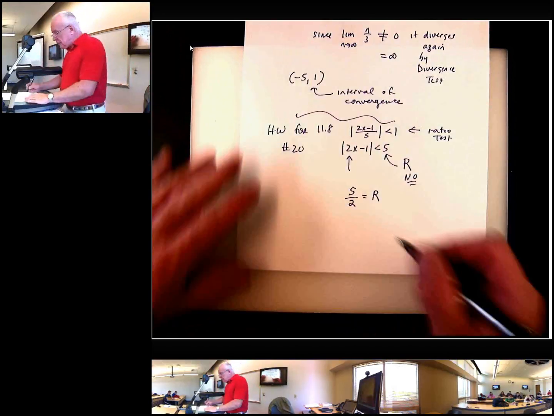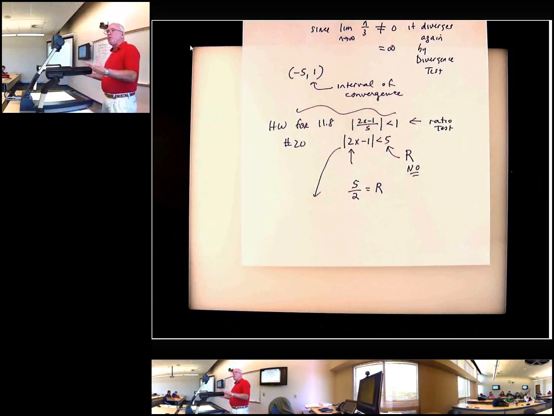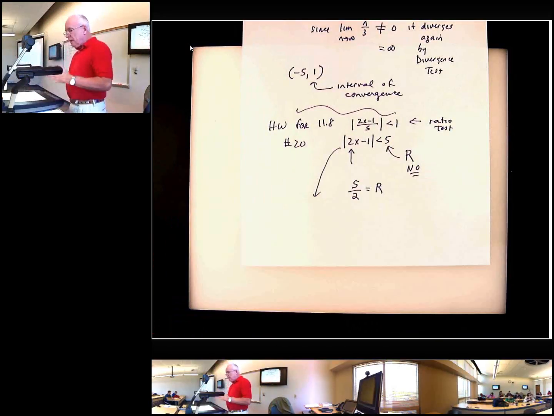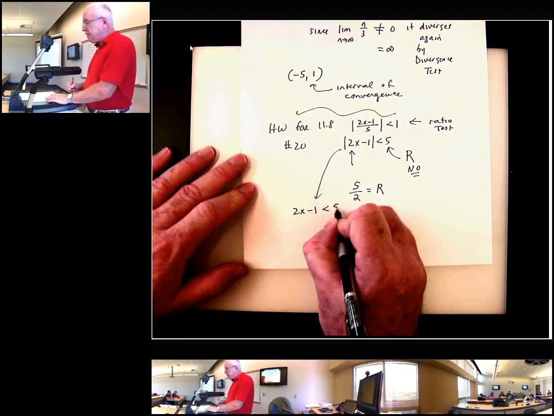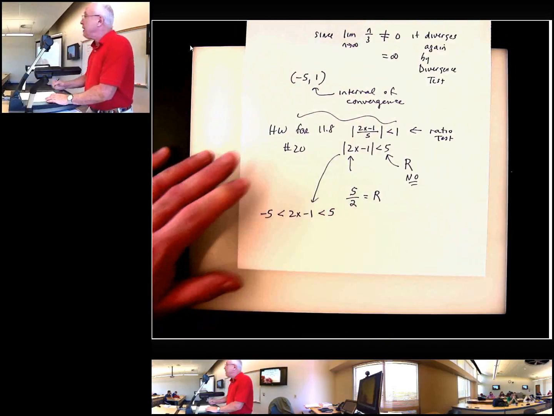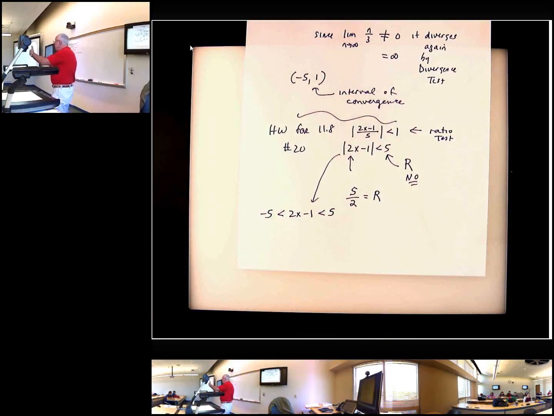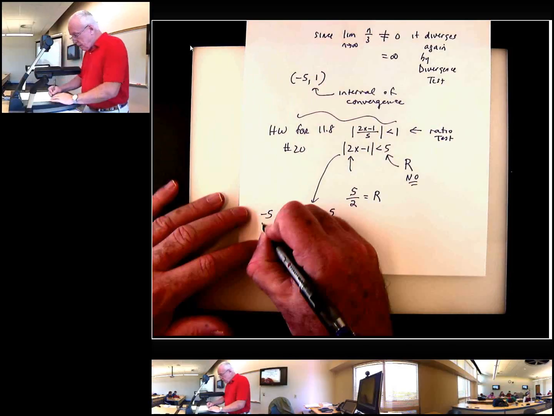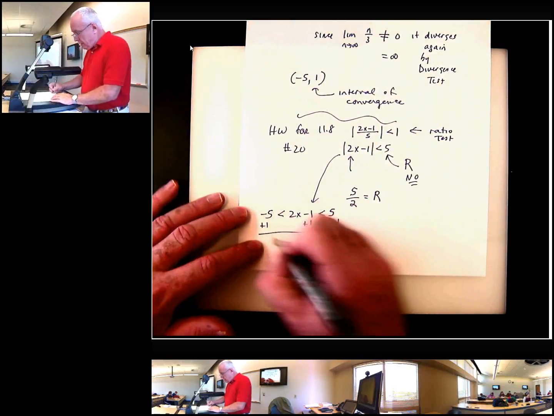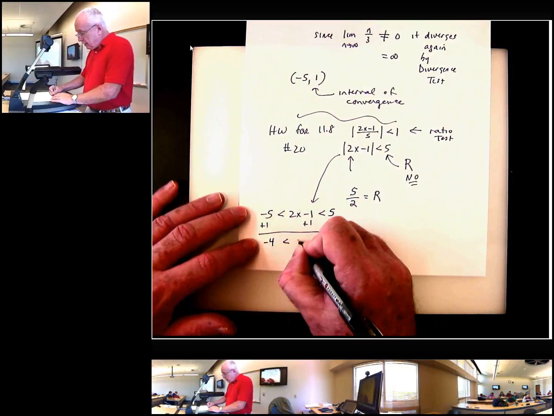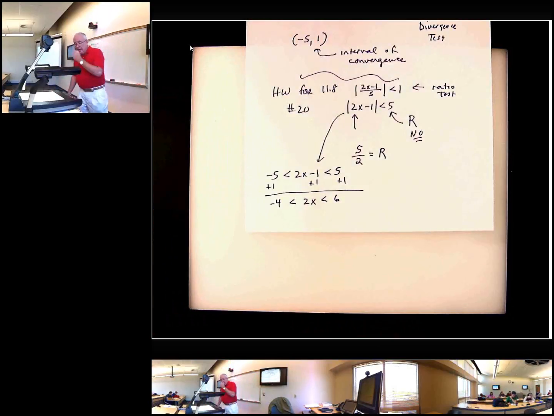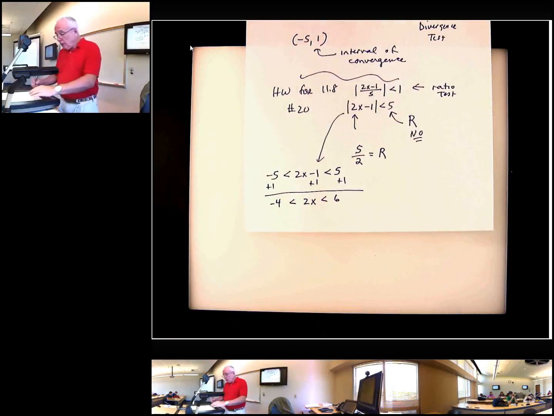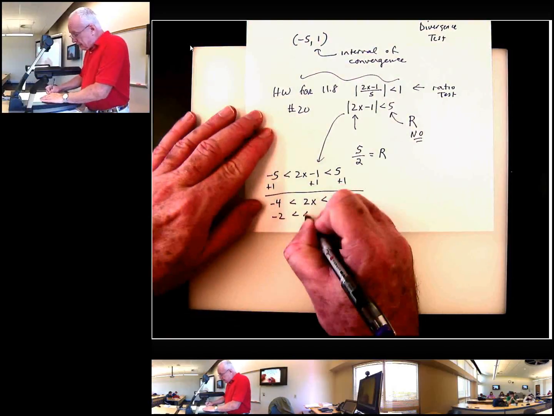Yeah, so let's actually look at this thing. Let's solve this inequality. We have the absolute value of 2x minus 1 has to be less than 5. That means we can take away the absolute value signs and the 2x minus 1 has to be squeezed between plus 5 and negative 5. And then we add 1 to all 3 parts of it. Add 1, add 1, add 1. And we get minus 5 plus 1 is minus 4 is less than 2x, and that's less than 5 plus 1 is 6. And then we finally divide by 2. So we get minus 2 is less than x is less than 3.